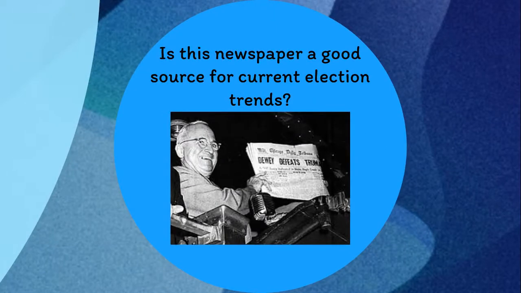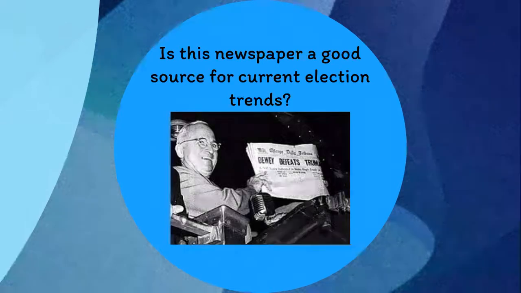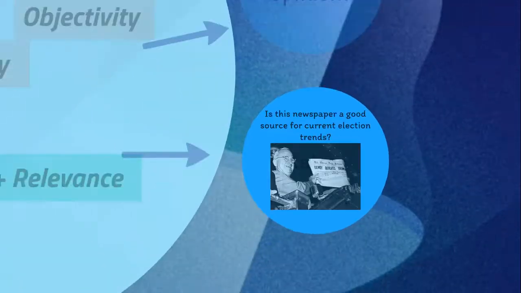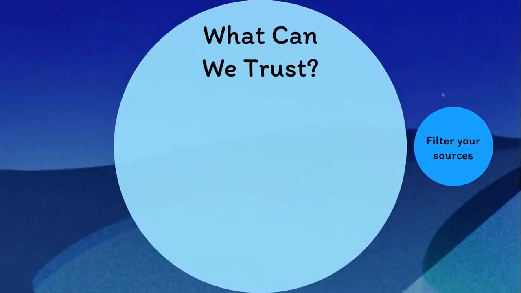Kairos, that's the currency. Relevance. I don't know if you recognize this picture. This was the headline after a presidential election where it looked like Dewey was in the lead. However, he was defeated by Truman. So first of all, that's not a good source, but also that was a very, very long time ago. So no, it probably wouldn't be a good source. All right, let's move on.